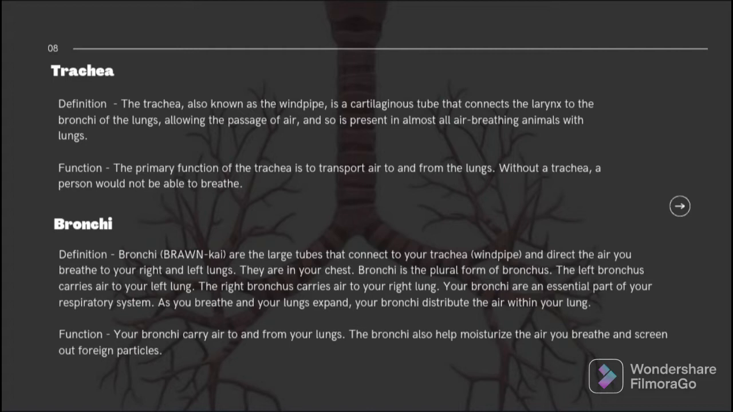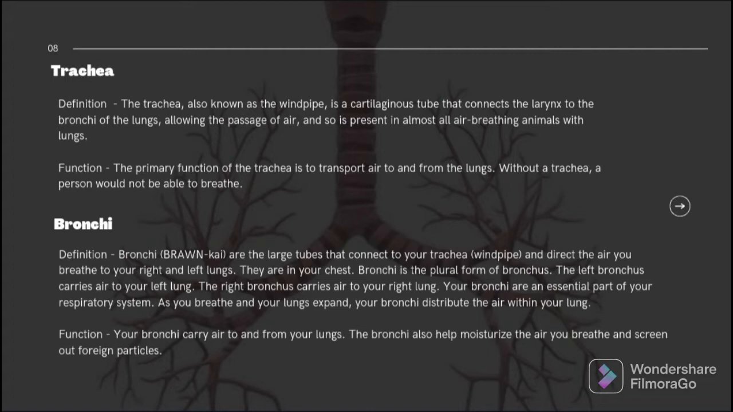When a person inhales, air travels through the nose or mouth, down the trachea, and into the lungs. When the lungs expel the air, it travels back up the trachea and out through the mouth or nose. The primary function of the trachea is to transport air to and from the lungs. Without a trachea, a person would not be able to breathe. In addition to transporting air, the trachea helps defend against disease.